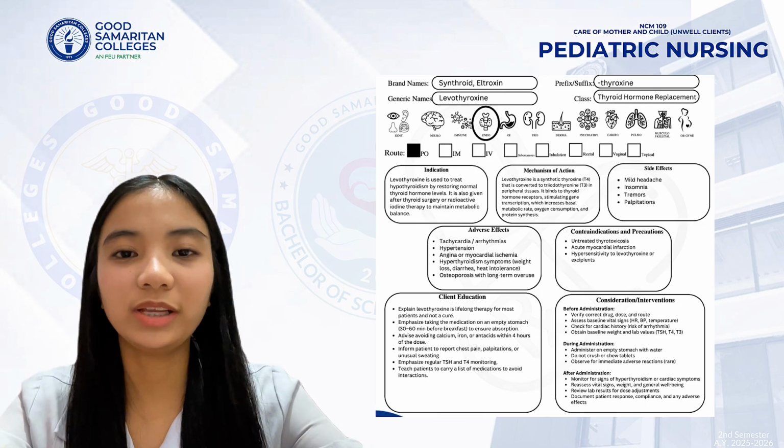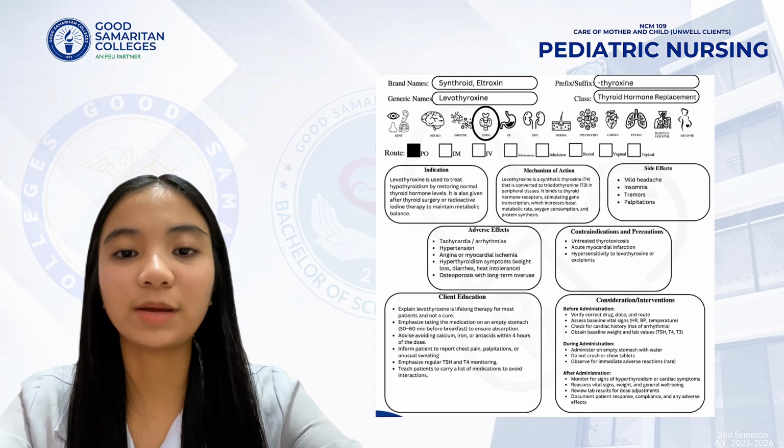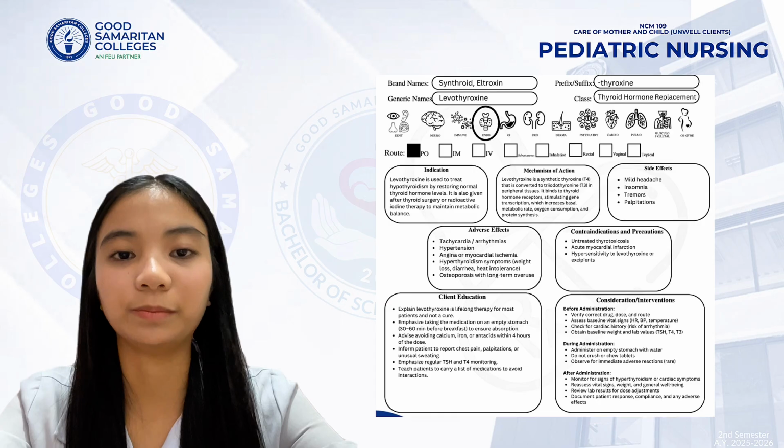Mechanism of action: levothyroxine is a synthetic form of the thyroid hormone T4. Once in the body, it is converted into the active hormone T3, and the T3 binds to the thyroid hormone receptors in cells, stimulating metabolism, increasing oxygen consumption, promoting protein synthesis, and supporting normal growth and development. Essentially, levothyroxine replaces the deficient hormone in hypothyroid patients, helping their bodies function normally.